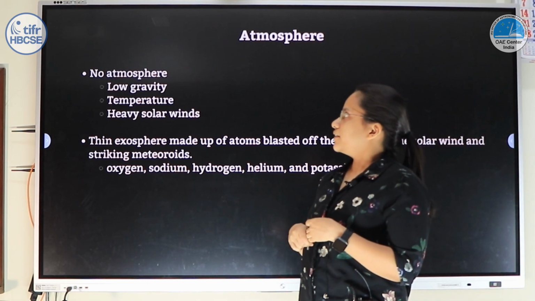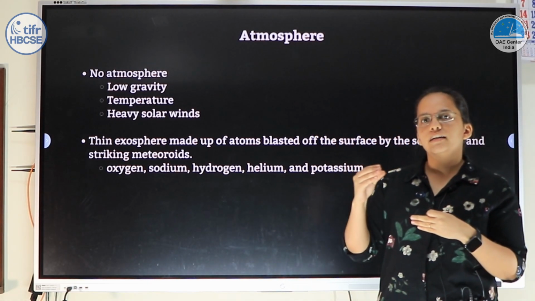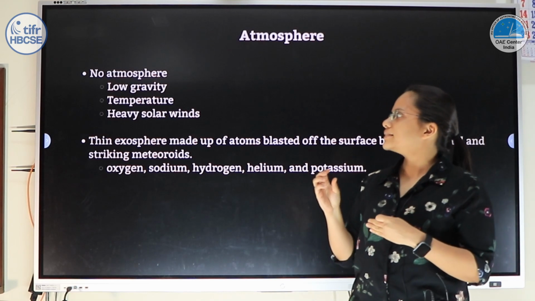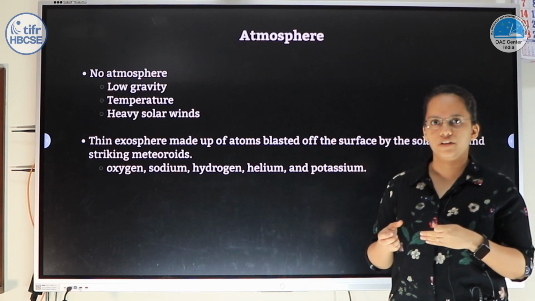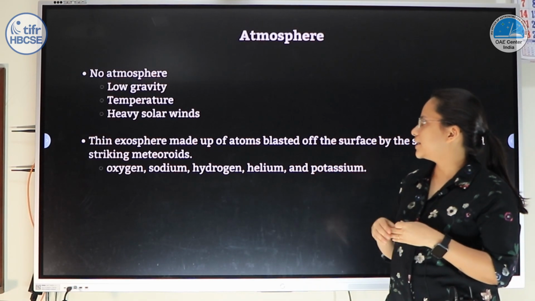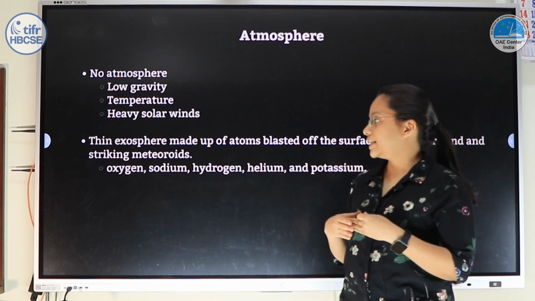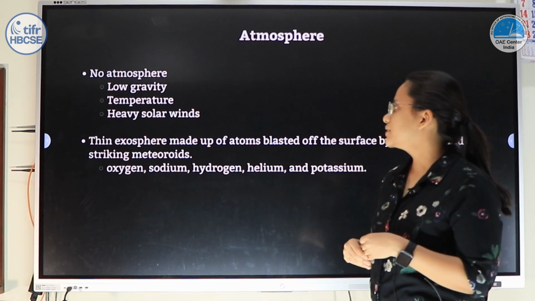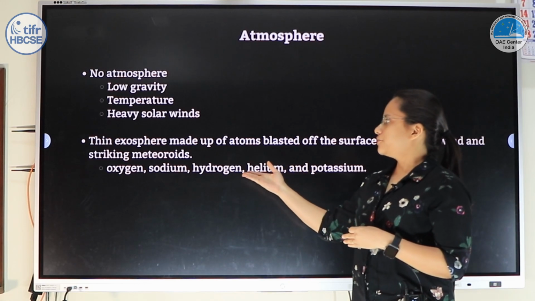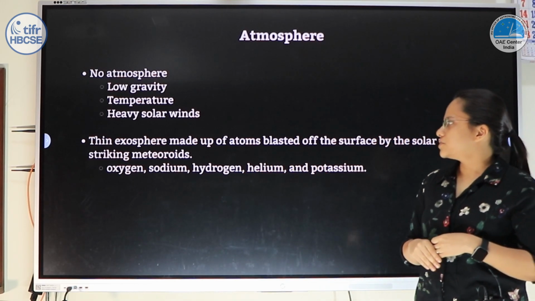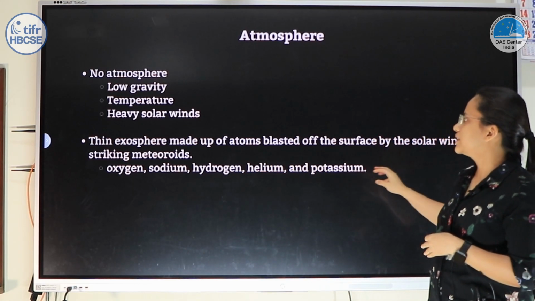Even though it does not have an atmosphere, the layer just above the surface, it is expected that it has a thin exosphere, which is made up of atoms that are blasted off when there are some impacts due to the meteoroids. And this exosphere is made up of these atoms: oxygen, sodium, hydrogen, helium and potassium.